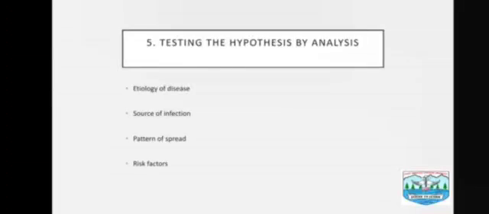Also, we need to explain how the outbreak began using computer-based analysis or a manual one. The fifth step is testing the hypothesis by analysis. This we can do by establishing the etiology of the disease, the source of infection, the pattern of spread, and the risk factors.